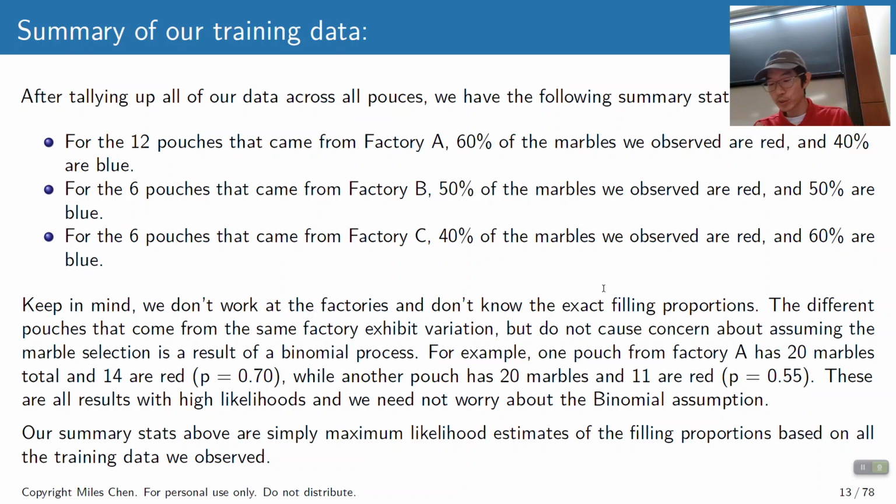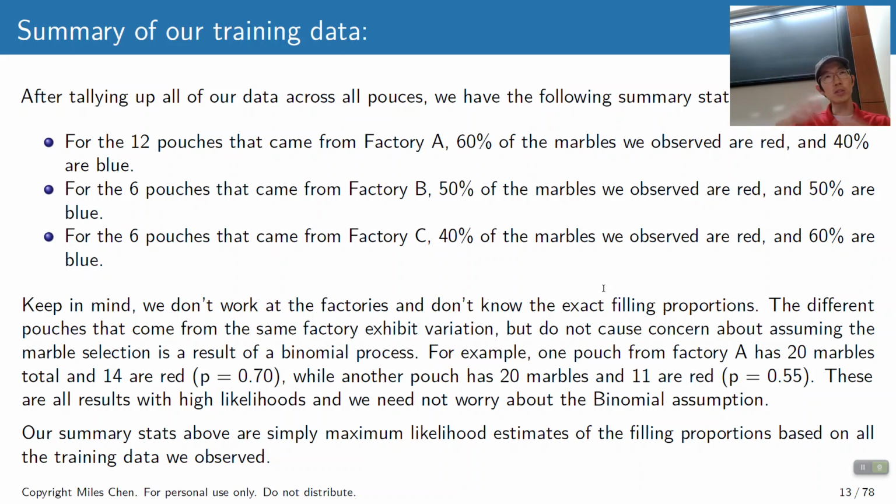So we open up our training data and count how many marbles are red and how many are blue. Looking at all 12 pouches from factory A, overall, 60% are red, 40% are blue. For the 6 pouches from factory B, you get exactly 50% red, 50% blue. And when you look at factory C, you get 40% red, 60% blue.